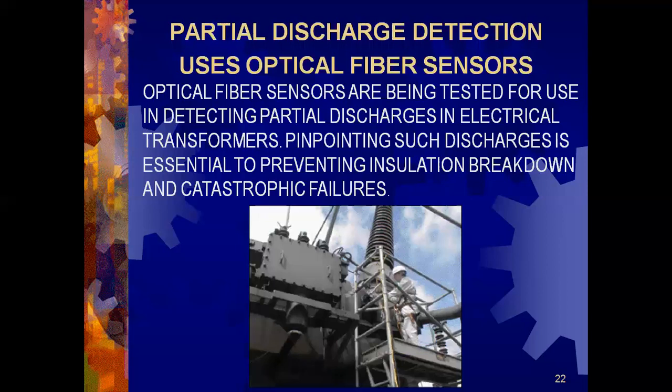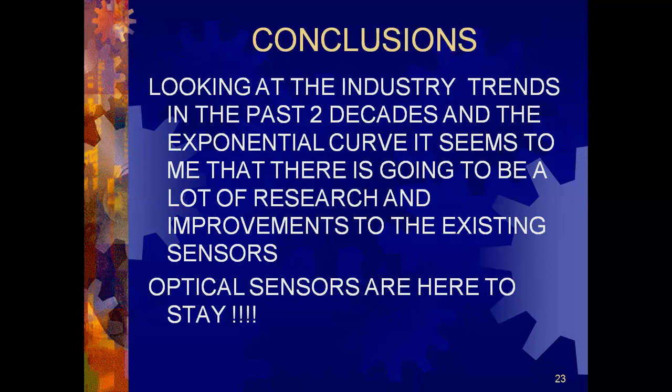Partial discharge detection uses optical fiber sensors. Optical fiber sensors are being tested for use in detecting partial discharges in electrical transformers. Pinpointing such discharges is essential to preventing insulation breakdown and catastrophic failures. Conclusions: looking at the industry trends of the past two decades and the exponential curve, there is going to be a lot of research and improvements to the existing sensors. Optical sensors are here to stay.